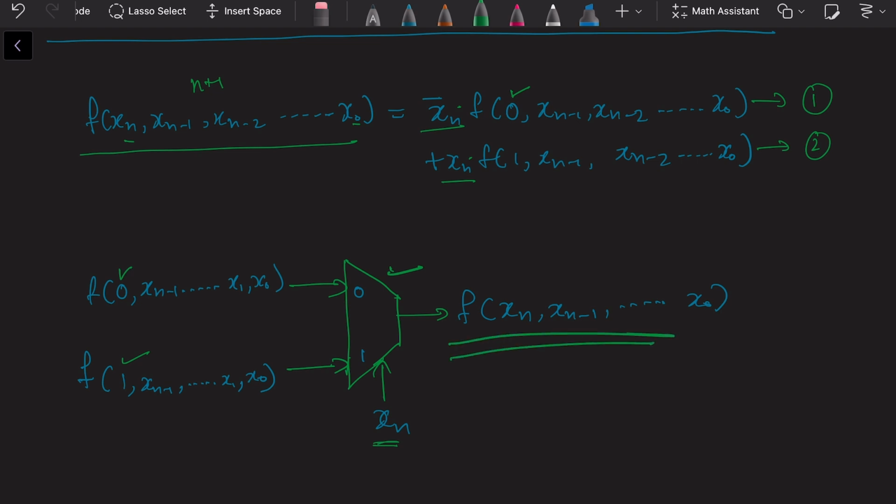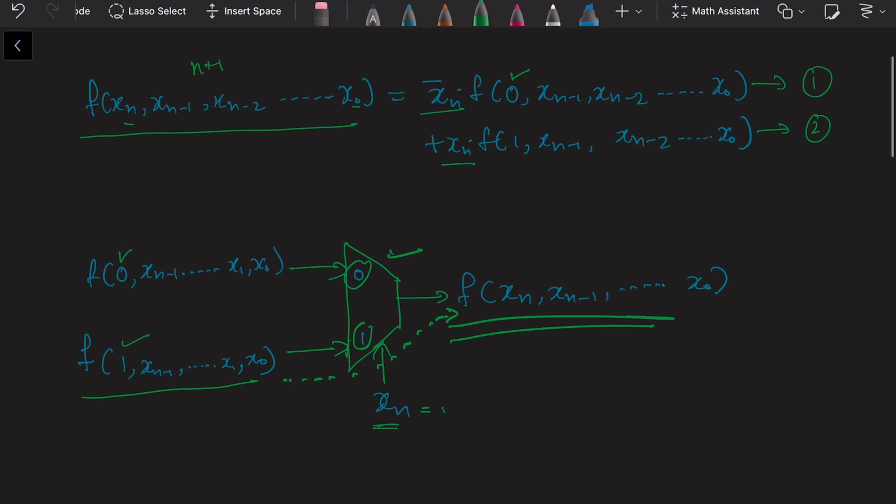It's pretty simple. It's like compute function f assuming xn is 0, compute function f assuming xn is 1, and then based on the value of xn, forward the result which is computed with the accurate value of xn, right? So if our xn was 1, then this result here will be forwarded to the output. So I think that's pretty straightforward, right?